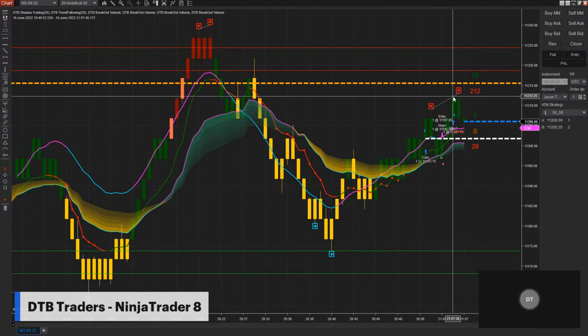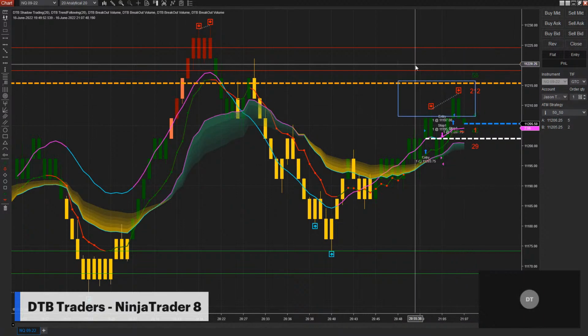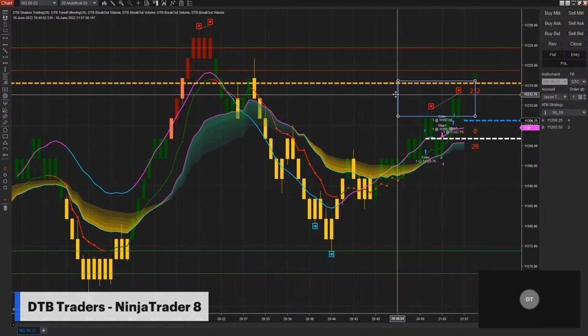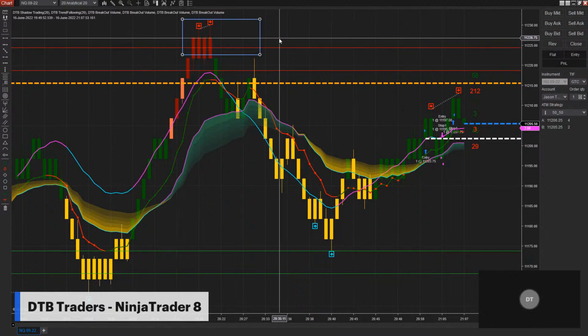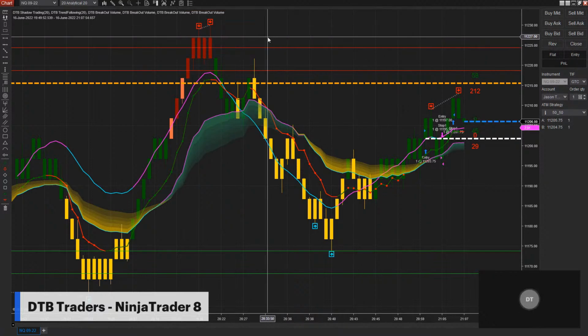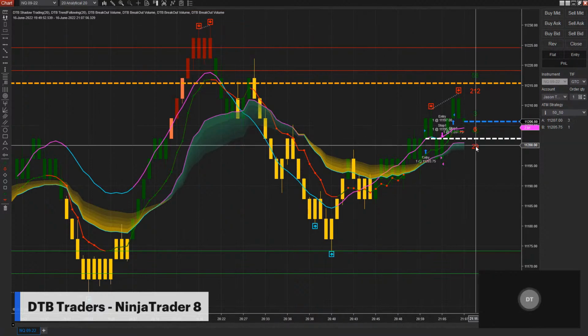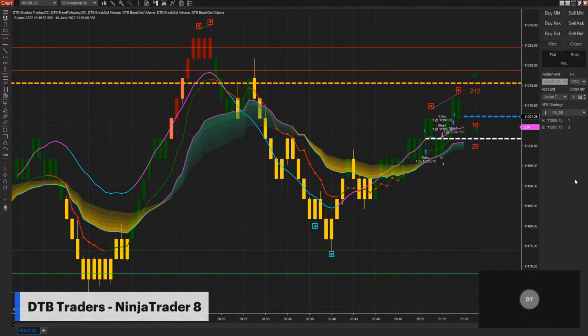We do have another divergence. So a very similar thing that happened over here actually happened up here too. So we'll monitor what that does, and we'll monitor what price does around this.